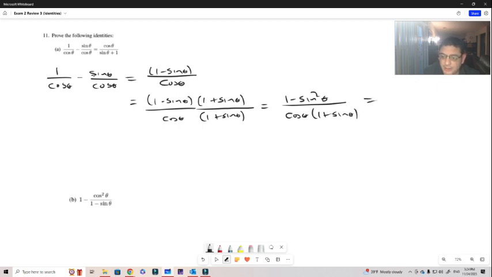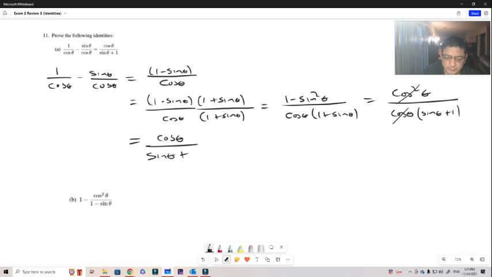Now 1 minus sine square is cosine square. And so notice that this is going to be cosine square over cosine, and this can be seen as sine of theta plus 1, since it's a sum, it commutes. At the end we get cosine of theta over sine of theta plus 1, which was the other side of the identity. So notice we start from one side and then we reach the other side. That's what we want to do.